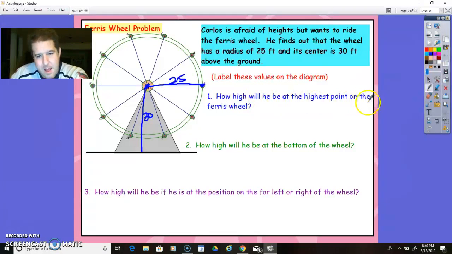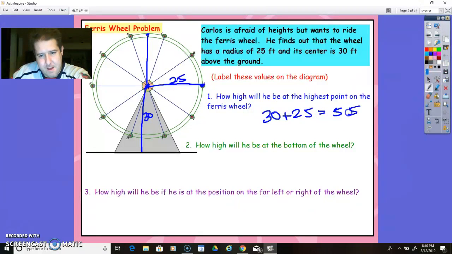How high will he be at the highest point on the Ferris wheel? Well, if the center is 30 feet and the radius of any circle is always the same length no matter which direction you're going, then this length is also 25. So that's 30 plus 25 makes 55. How high will he be at the bottom of the wheel? So the bottom of the wheel would be the center height minus the radius. So that's 30 minus 25, which gives us 5.